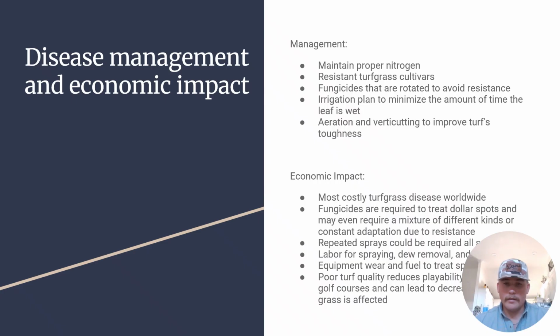The economic impact: it is the most costly turfgrass disease in the world. Fungicides are required to treat dollar spots and may even require a mixture of different kinds or constant adaptation due to resistance. Repeated sprays could be required. Labor for spraying and dew removal. Equipment wear and fuel to treat dollar spot. Poor turf quality, which would then reduce your playability on golf courses and can lead to just the overall decrease of the grass.